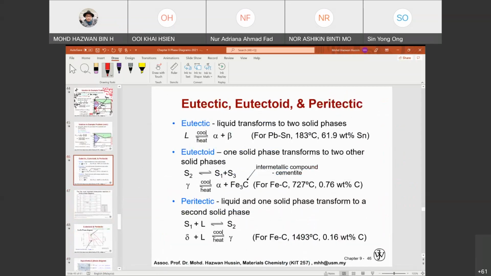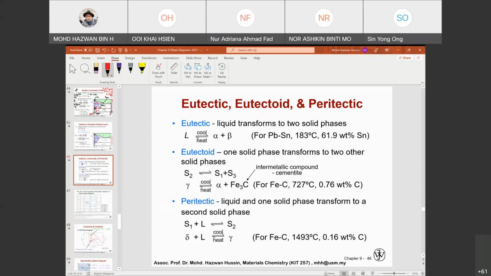Another term that may be quite alien to you but needs to be introduced is peritectic. A peritectic reaction forms when you have a liquid and one solid phase that transform into a second solid phase. So you have a mixture of liquid and solid that, when it solidifies, forms just one solid phase, a different solid phase.